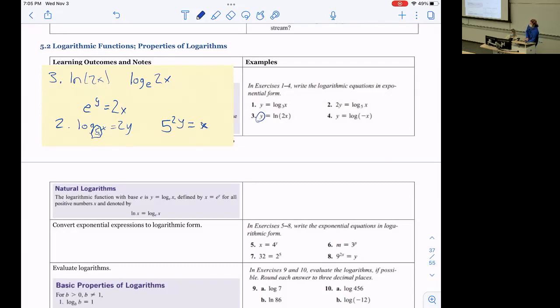It's just one of those things where you have to remember where everything goes. The base stays at the base of the exponent. What's inside the logarithm is the answer. And then our answer is our exponent.